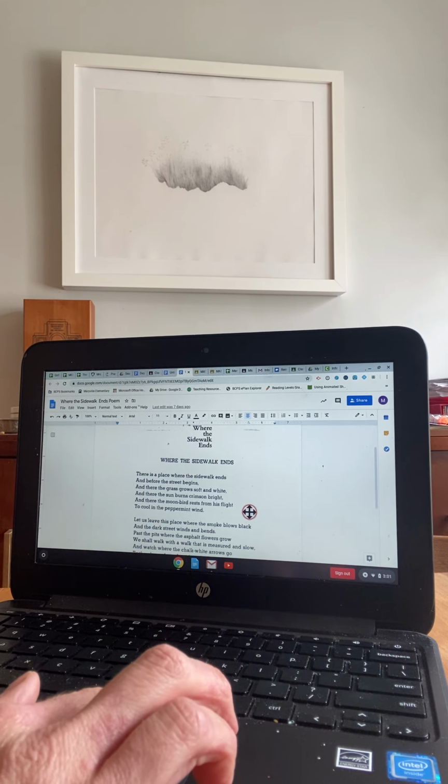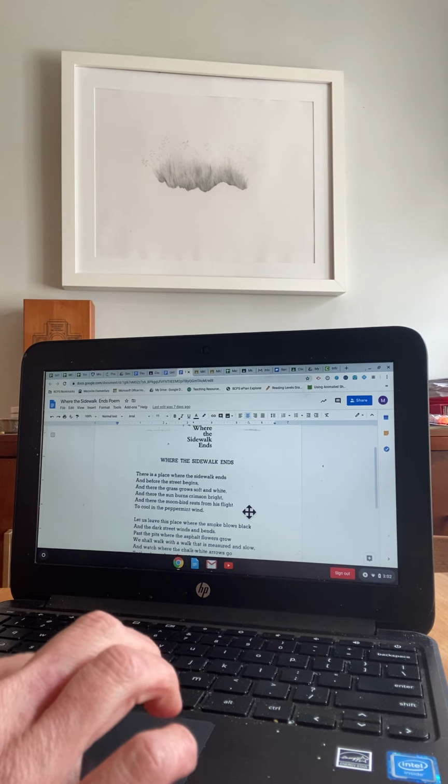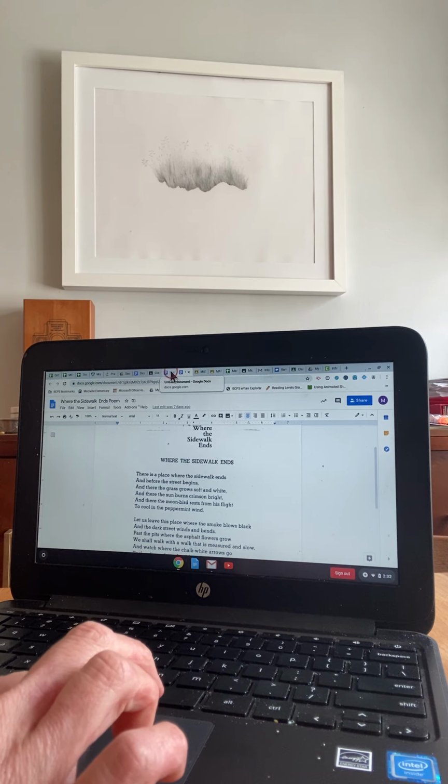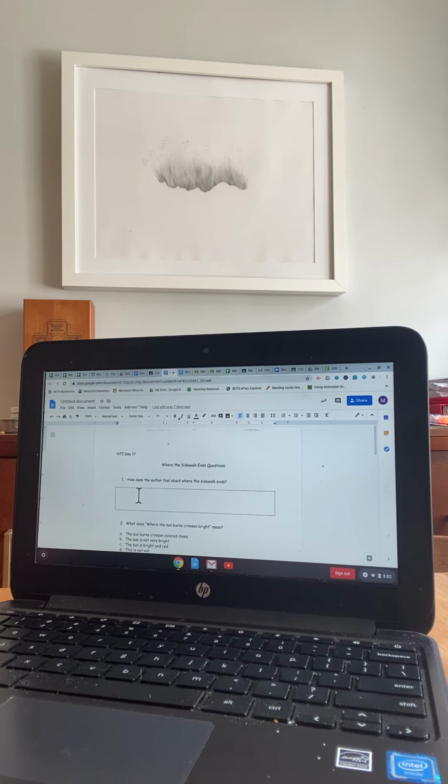I mean, if the grass is soft and white, and that's where a bird might rest, and the sun burns crimson bright, and the wind is cool like peppermint, all of those things are figurative language for someplace that's enjoyable, that's nice, calm. People actually will rub peppermint oil on their foreheads and on their temples to calm themselves. So when I go back up here, how does the author feel about where the sidewalk ends?